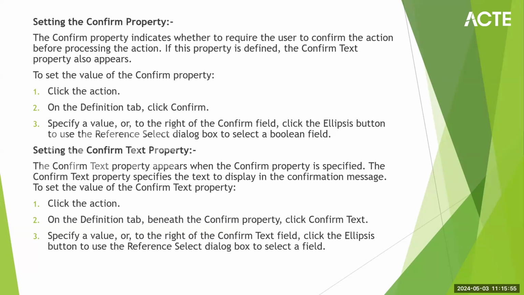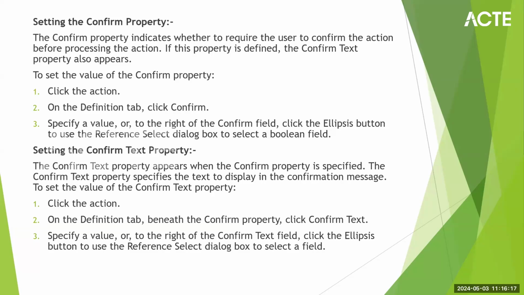Next, it will be like setting the confirm text property. Text messages will be there, like if you are sure you want to confirm to delete it, that kind of text is called confirm text. Yes or no is called a confirm property. Right. So how do you do that?